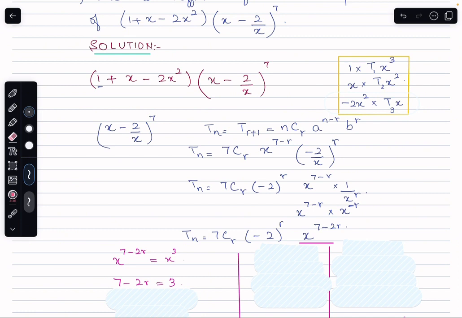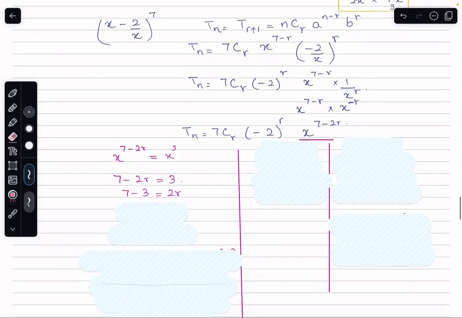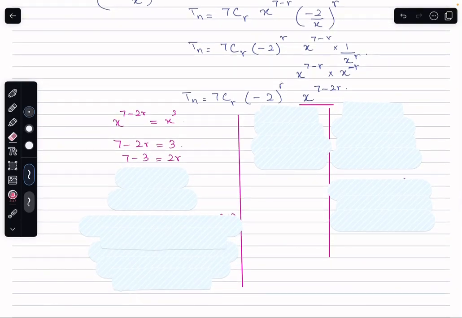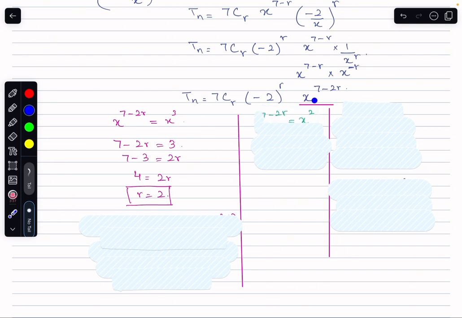Or equating the powers, I should say this is 7 minus 2r, which equals 3, or 7 minus 3 equals r, or it's 4, which equals 2r. Therefore the restriction here comes out to be r equals 2. So if the restriction is 2, then in the term formula I can substitute this 2 and get the coefficient of x to the power cube here.